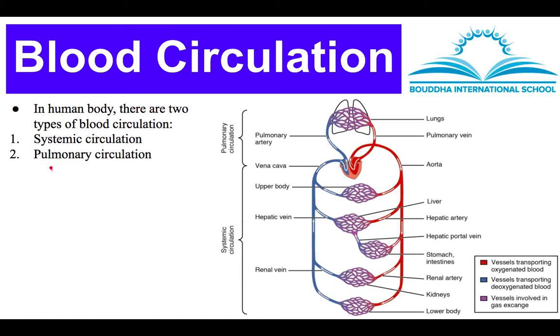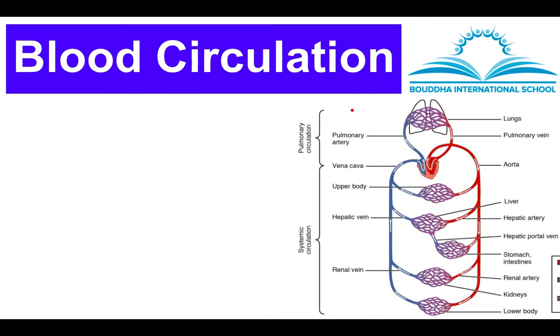So if you remember, I told you before also, whenever the term pulmonary comes, it is related to the lung. So here see, lung is present in the pulmonary circulation. So now let's discuss one by one. So systemic circulation. Systemic circulation means, here you can see the heart is present here. The heart is present here. So systemic circulation deals with circulation of blood between heart and different parts of the body.